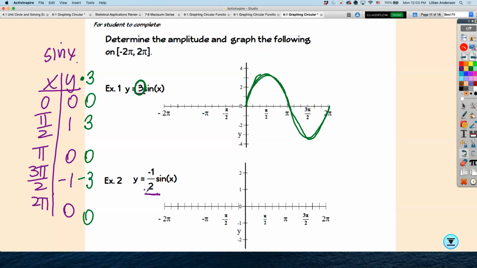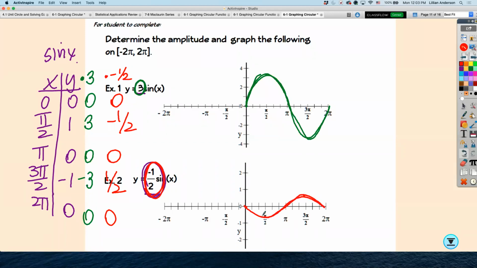This -1/2. How do I apply that -1/2? What would I need to do? Multiply all the y values. Now, if you multiply by the actual negative, it takes care of the flipping as well at the same time. So then that would be 0, -1/2, 0, +1/2, and then 0. So again, like I said, it will take care of the flipping for you if you apply the negative when you're multiplying. However, the amplitude of the graph, for example 2, would just be a +1/2. Amplitude is always positive.